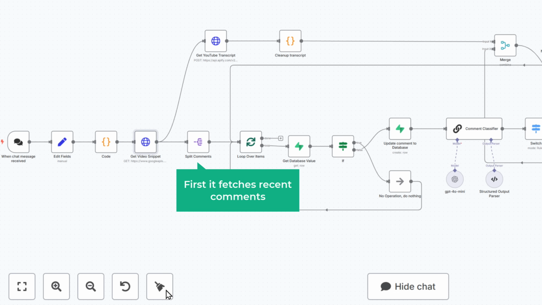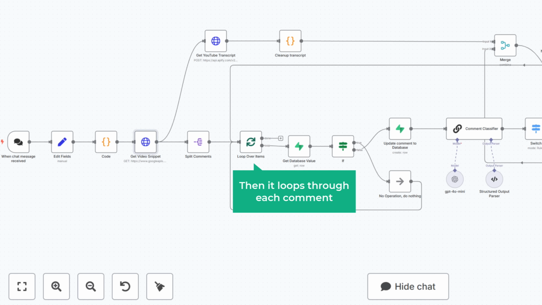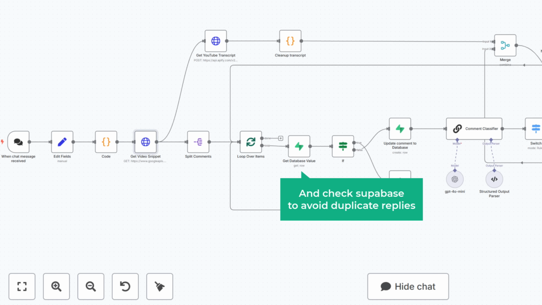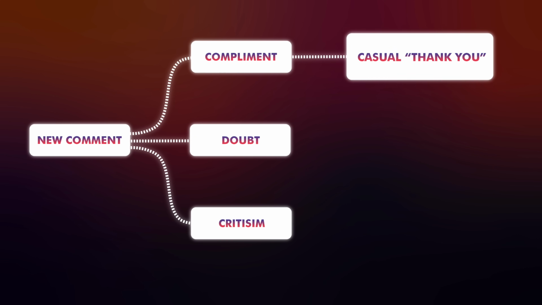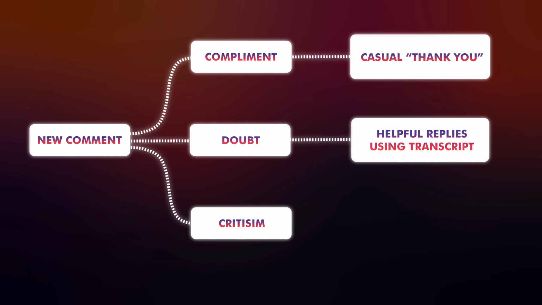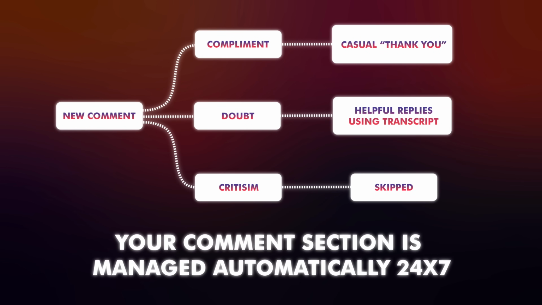First, it fetches the recent comments and transcribes the video for context. Then it loops through each comment and checks Supabase to avoid duplicate replies. So if the comment is new, the AI categorizes it as a compliment, doubt, or criticism. Compliments get a casual thank you, doubts get helpful replies using the transcript, and criticisms are skipped. And just like that, your comment section is managed automatically 24/7.